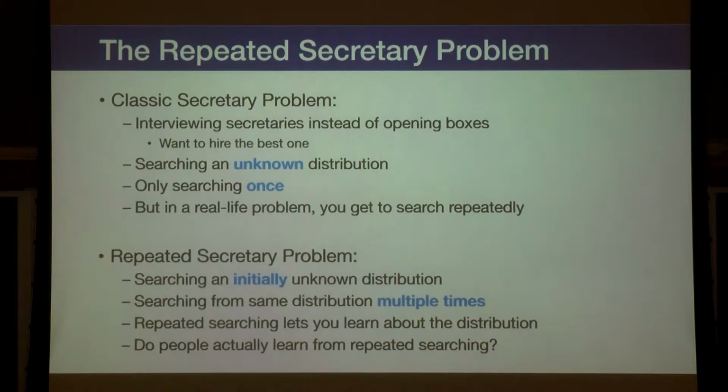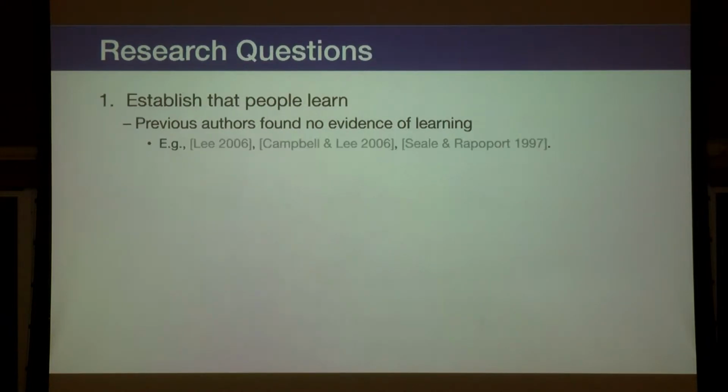So this is the assumption that we relax in this setting. We, again, are searching an initially unknown distribution. However, we're allowing the participants to search from that distribution multiple times. So they're going to have the opportunity to learn about what that distribution looks like. And so the question that we're trying to answer with this study is, do they make use of that opportunity? And if so, how do they go about doing that? Okay?